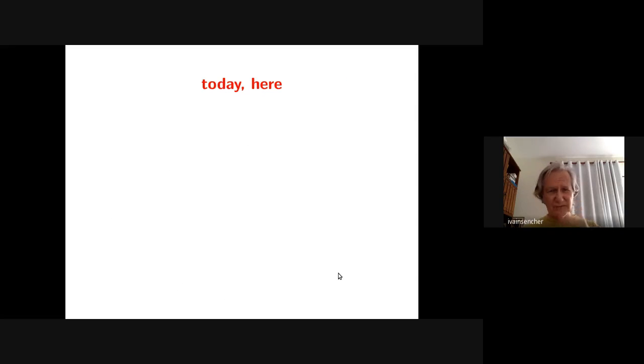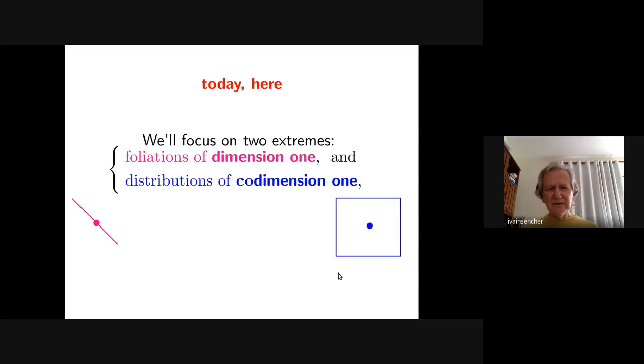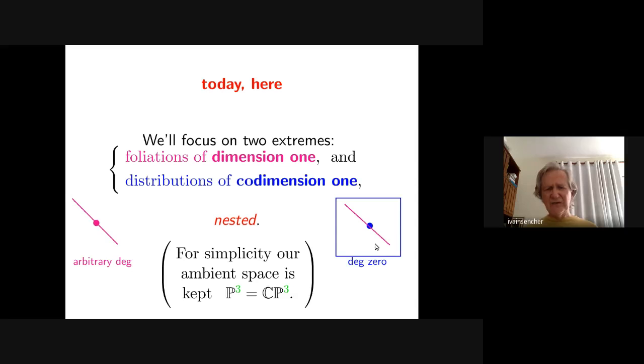So what we are going to work out here today is the relation between foliations of dimension 1 and distributions of codimension 1 of the type I've just talked about. The foliations will have arbitrary degree, but the distribution will be fixed to be of degree 0. And we'll study the condition of nesting. So I want this foliation to be tangent to this distribution as indicated in this picture. And let me just recall that the ambient space is P3, and this 3 could be replaced by any higher odd dimension, but things get a little complicated. I'll talk a little more about that later.